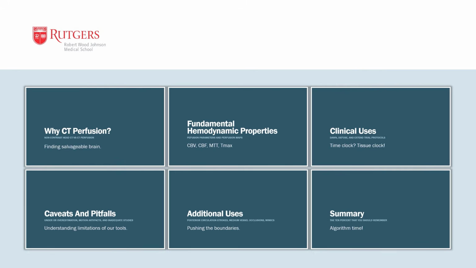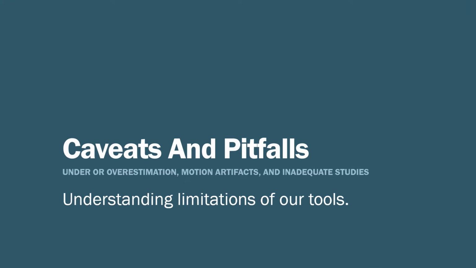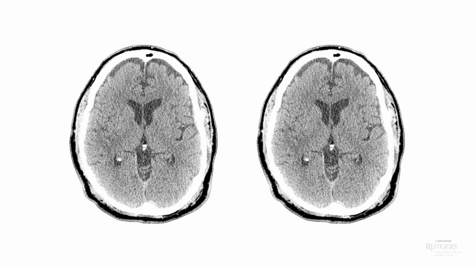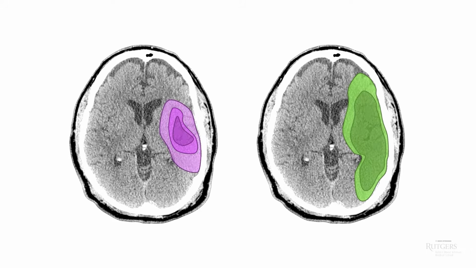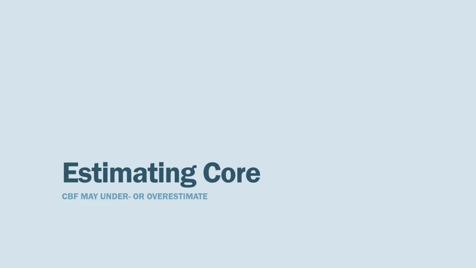I hope by now that you've realized that CT perfusion is incredibly useful, but just like any tool, it's not without limits. We determine candidacy for intervention based on estimation of ischemic core and penumbra. But what if those estimations are inaccurate? Are there situations where CTP can lead us astray? By the tone of my question, the answer, of course, is yes. Well, let's take ischemic core, for example. Cerebral blood flow measurement may under or overestimate the ischemic core.